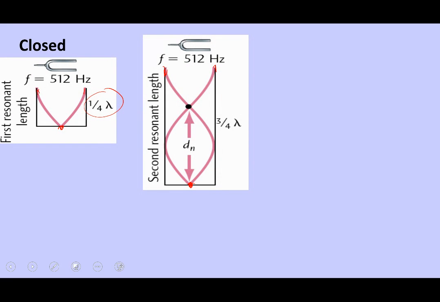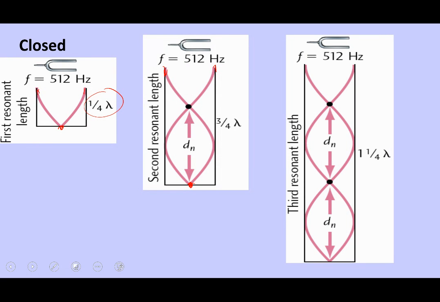512 hertz, doesn't matter. Second resonant length, 3/4. And then finally, I don't think I need to draw this out for you, but there's a quarter, there's a half, there's a half. That's going to be 1 1/4 wavelengths.